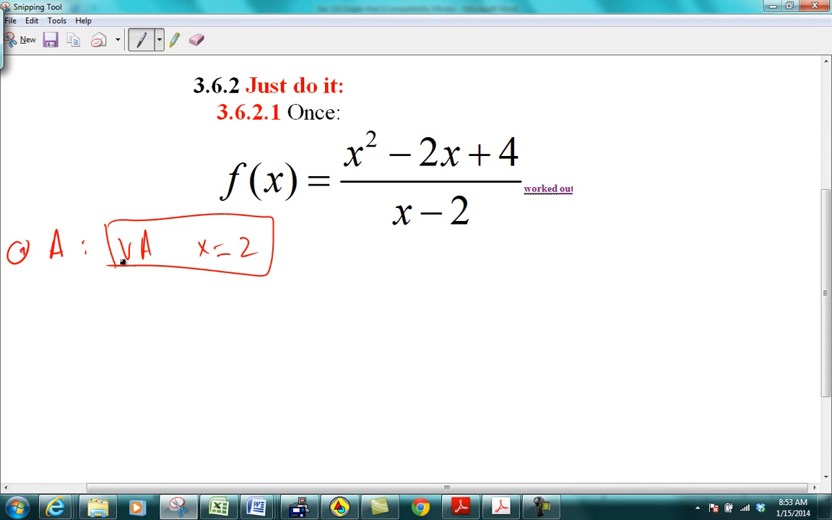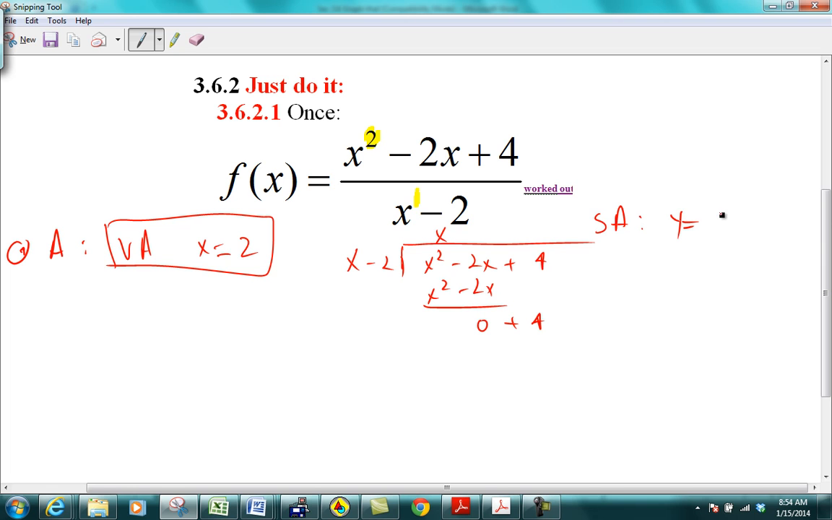And then since the degree of the numerator is exactly 1 more than the degree of the denominator, okay, so the degree of the numerator is 2, the degree of the denominator is 1, so the top is exactly 1 more than the bottom. So then there's a slant asymptote, and we need to do x minus 2 divided into x squared minus 2x plus 4. And so your slant asymptote, SA, is y is equal to x.